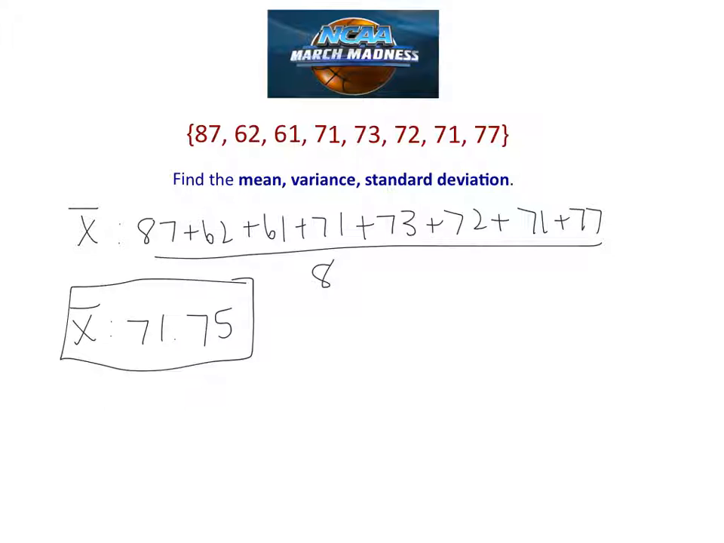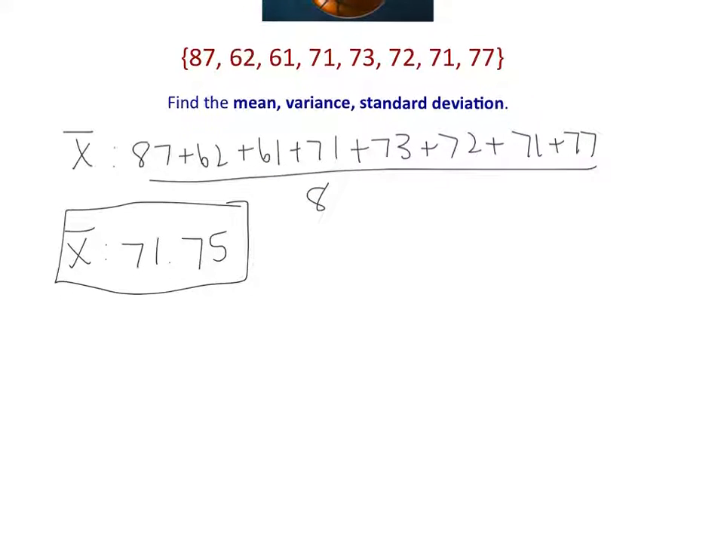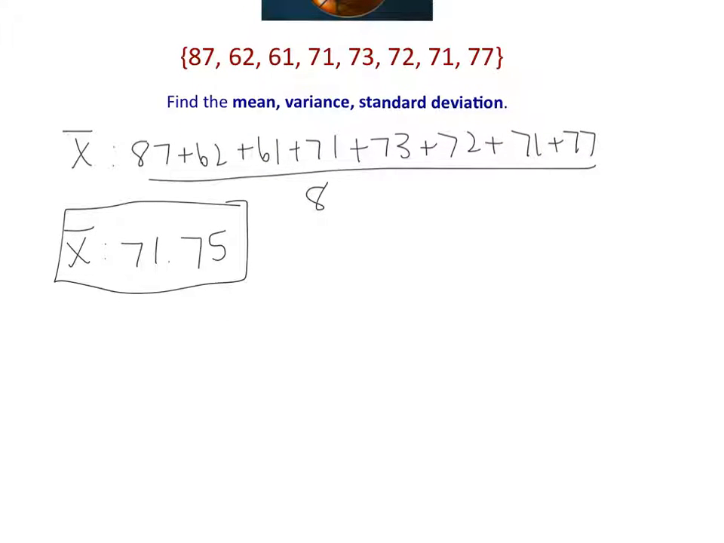Now I'm going to find the variance. So to find the variance, again, that's called sigma squared. I'm going to take all the numbers listed and find the difference between that data point and the mean, square that, and add that to then the difference between the next data point and the mean, and square that, and that is what's known as the variance.